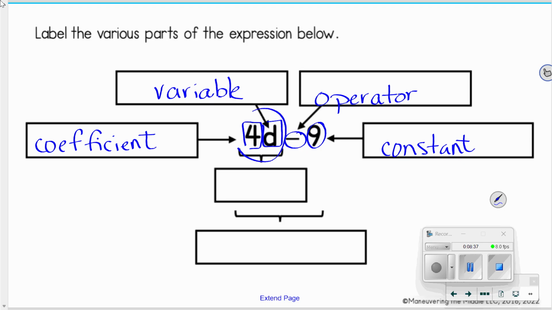This whole piece here, the 4 and the D together, is a term. Technically, the 9 could also be considered a term. So this expression has 2 terms. One is a constant, one includes a variable. This whole thing all put together is an expression. Good job. Are there any questions on these terms or what they look like? We want you to be speaking proper mathematics, so make sure you're using the mathematical term as you're addressing each of these pieces. Okay?